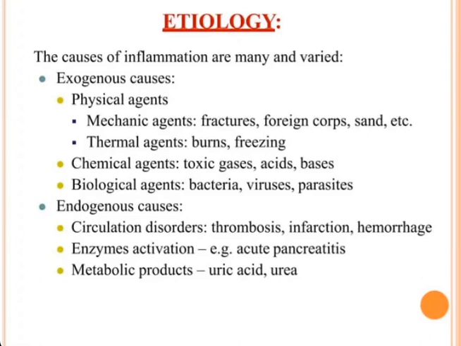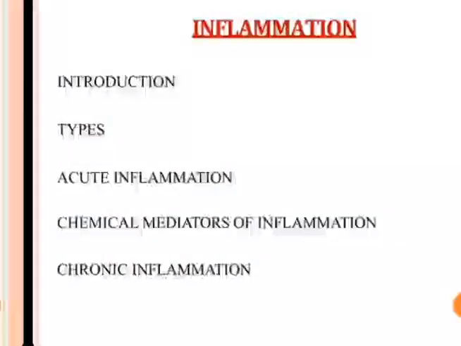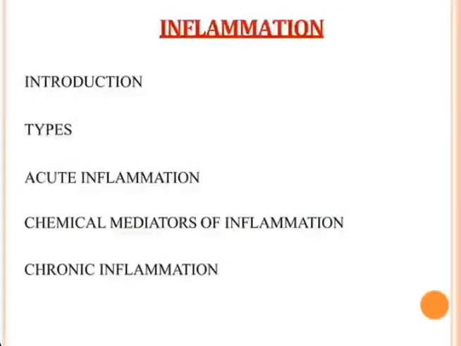Endogenous causes include circulation disorders, thrombosis, infection and hemorrhage; enzyme activations like acute pancreatitis; and in the case of metabolic products, uric acid and urea. Under the topic of inflammation, we can see the introduction, types, acute inflammation, chronic inflammation and the chemical mediators of inflammation.